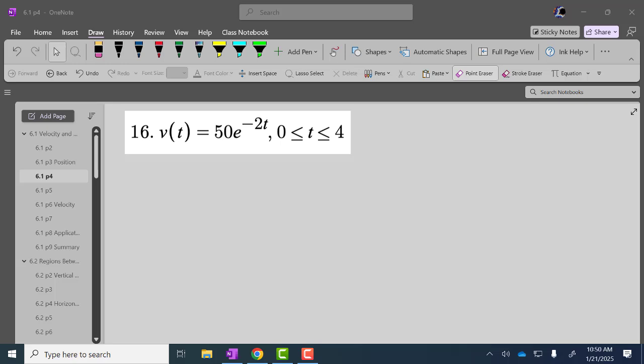Another velocity function. This one is exponential. And when you think about exponential functions, I hope you have a visual in your mind that looks like a ski jump or something, right? Big ski slope. Exponential growth is going to look like that. Exponential decay would be the other direction, going down. Exponential growth is going up. So this is going to be an exponential decay function because that exponent is negative. So it's going to be dipping to the right.